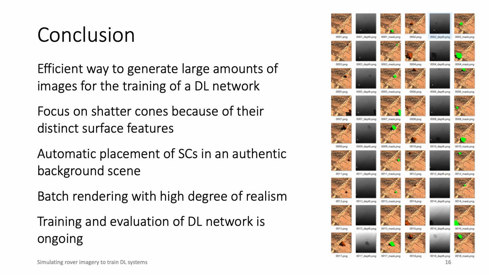We presented an efficient method for the simulation of large amounts of training images for deep learning networks that can be used for autonomous target selection in future rover missions. We decided to train the networks to recognize shatter cones because of the distinct surface features.